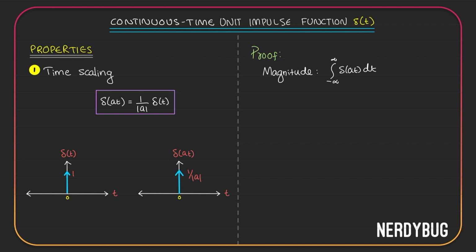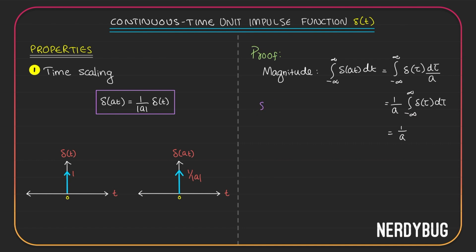To integrate this, first let's take AT as some tau, then A dt will be d tau. Using this, we can write this as integral from minus infinity to infinity delta of tau, and dt is d tau by A from here. So we get d tau divided by A. 1 by A is a constant. We can take that outside. 1 by A times integral from minus infinity to infinity delta of tau d tau. Now delta of tau is just a normal impulse function. When you integrate it, you will get 1. So the magnitude is 1 by A.